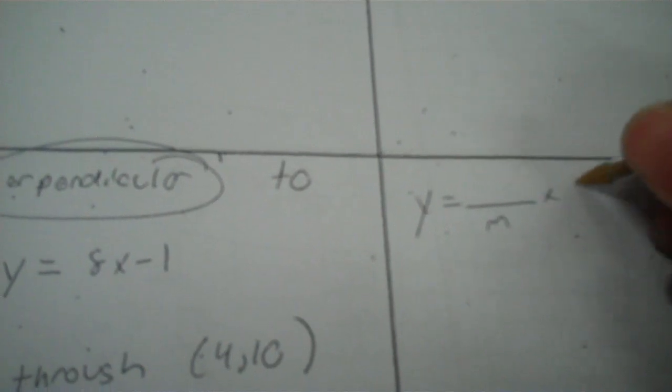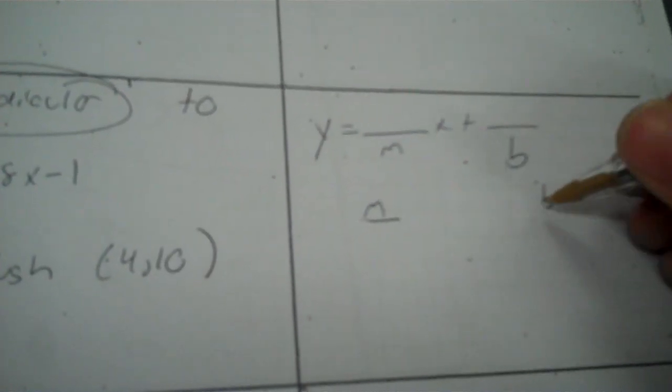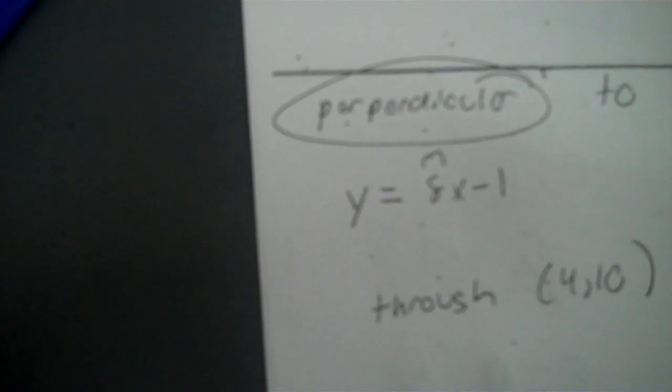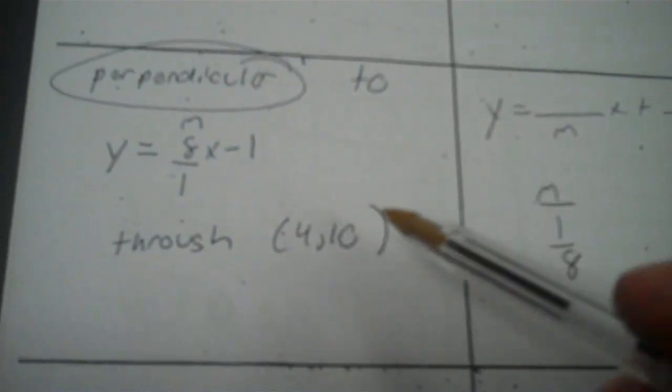Okay, next one, y equals x plus b. Okay, so I got to figure out m and I got to figure out b. So the given equation has an m value of 8. Okay, so perpendicular means I want that m to be a fraction, and then I reciprocate the fraction to 1/8. And that 8 over 1 is positive, so mine over here is going to be negative, so it's -1/8.